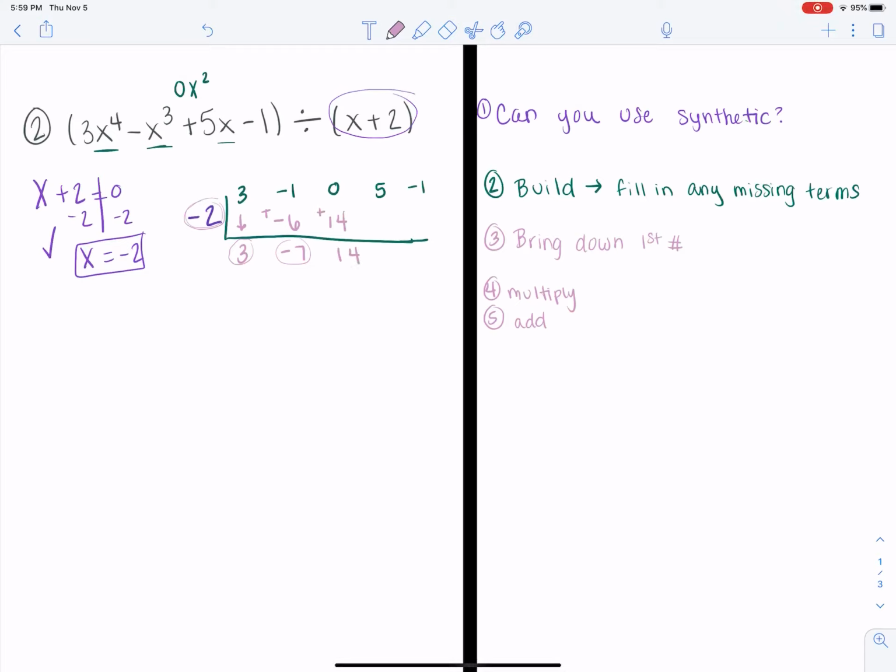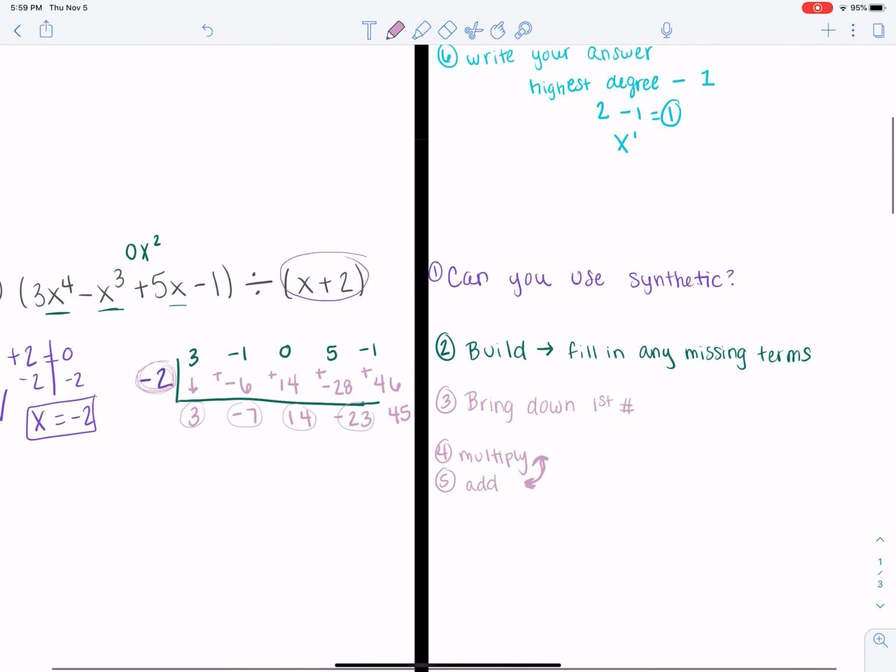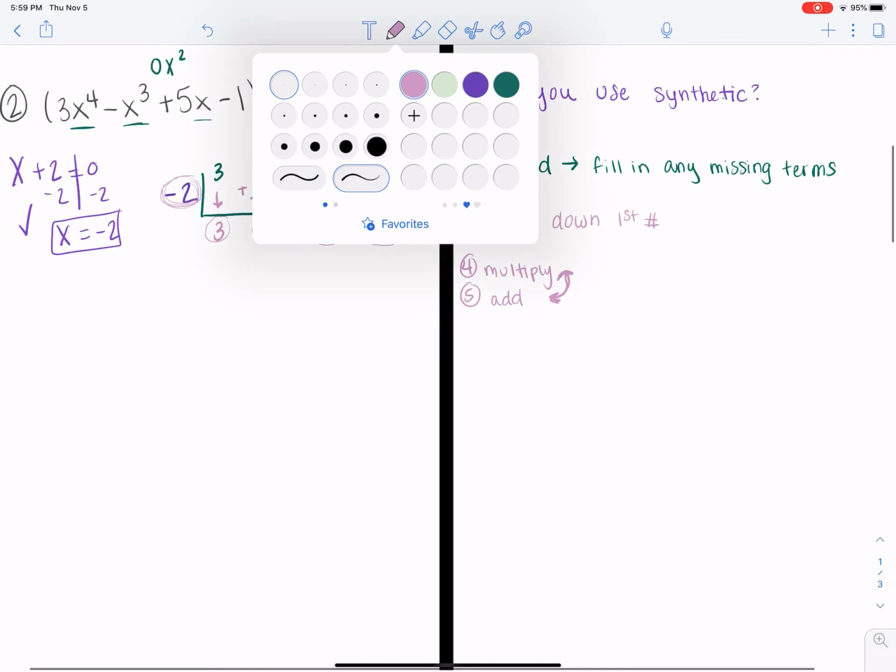14 times negative 2, so again we're taking the number we found, times the negative 2 on the outside, is negative 28. 5 plus negative 28 is negative 23. Negative 23 times negative 2 is positive 46. And negative 1 plus 46 is 45. All right, so I used multiply and add until I was out of numbers. Now that I'm out of numbers, my next step is to write the answer.